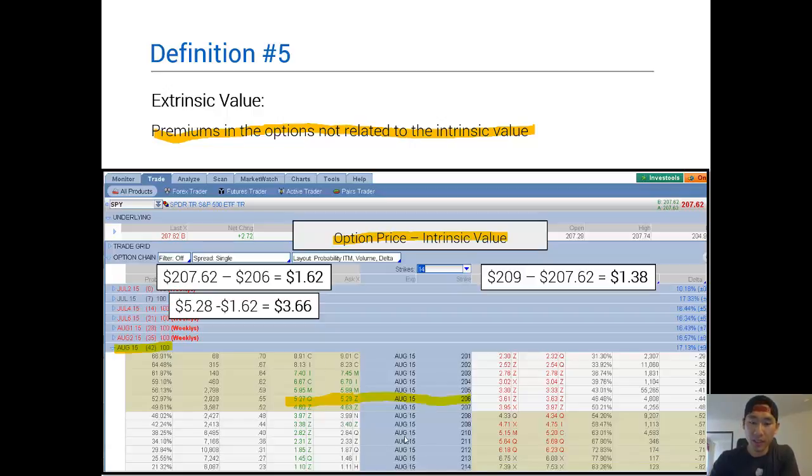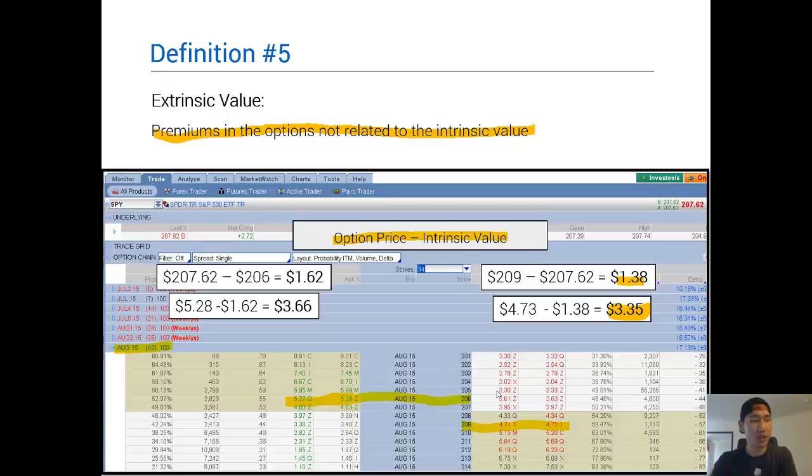On the put side, we'll have the 209. For the 209, we had an intrinsic value of $1.38, and the put option is about 4.73, minus the 1.38. You'll have an extrinsic value of 3.35.